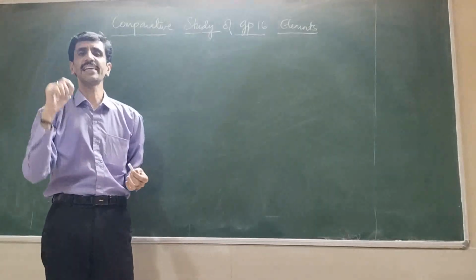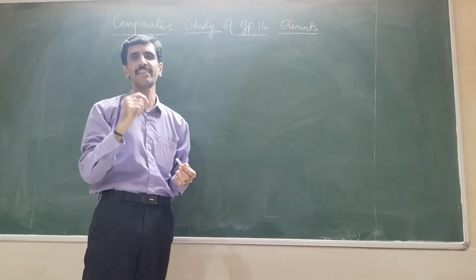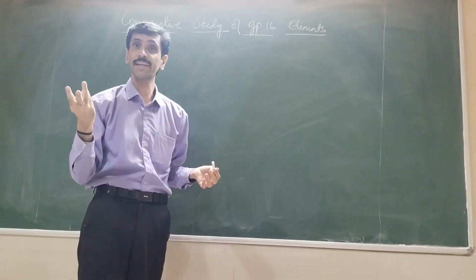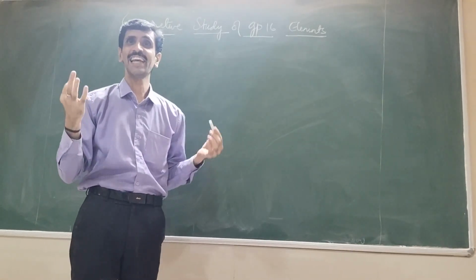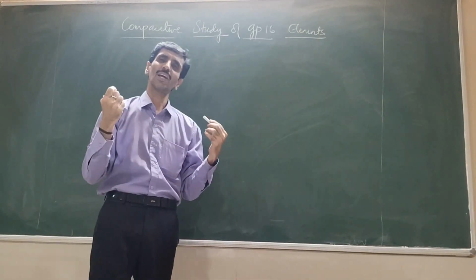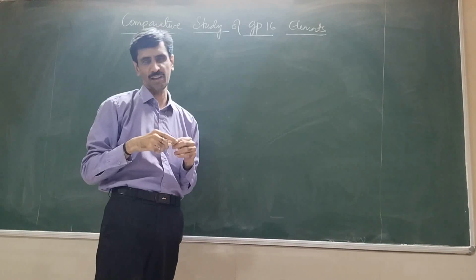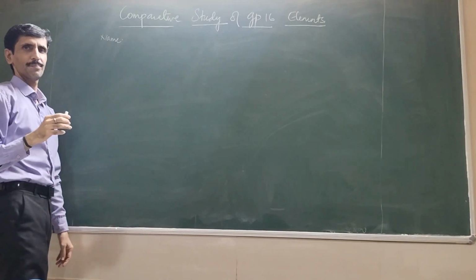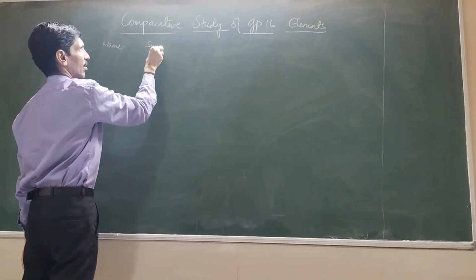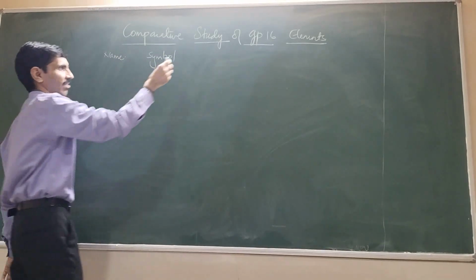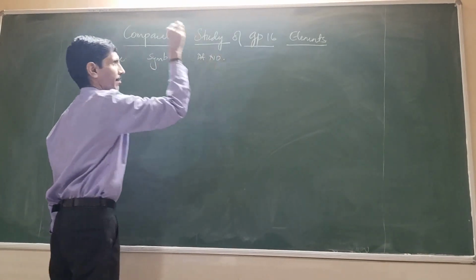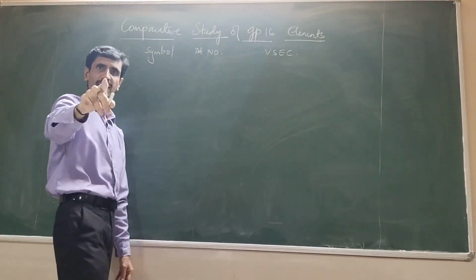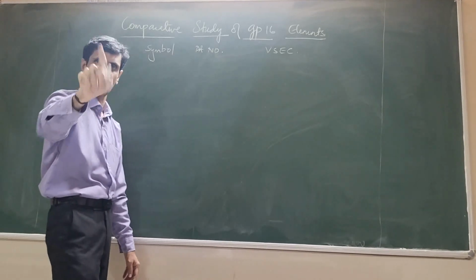Now, my dear friends, I'll give you the information regarding elements of group 16 in terms of name, symbol, atomic number, and valence shell electronic configuration, which we call VSEC. Alright, so here we go. The first column, name. Column number 2, symbol. Next, we go into atomic number. And next, we go into VSEC. Full form is valence shell electronic configuration.